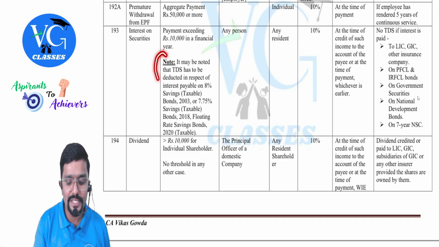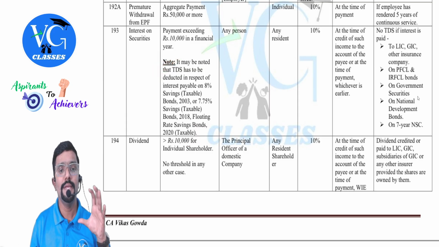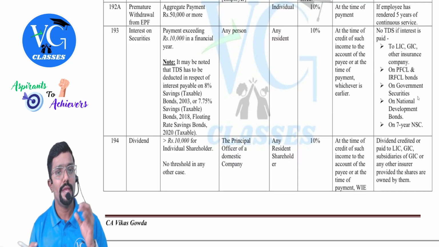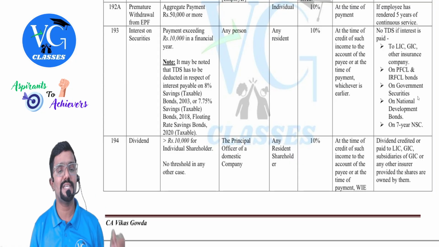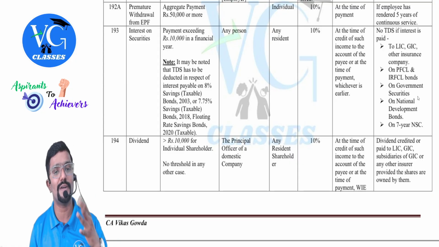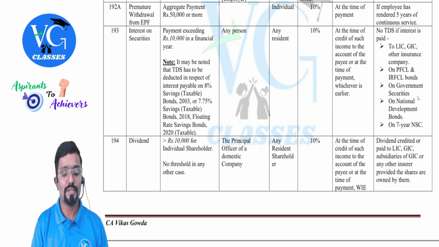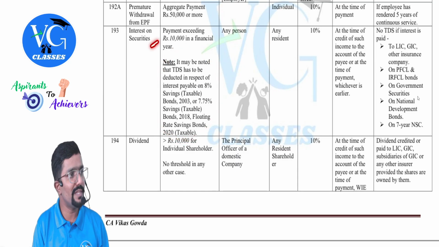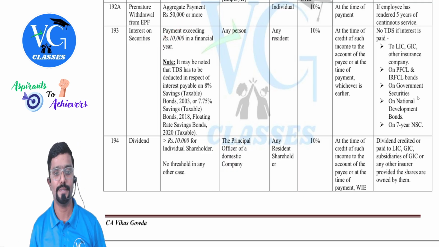This actually comes under government securities, but still TDS is applicable. What are those? I have given it as a note here. It may be noted that TDS has to be deducted in respect of the interest payable on 8% savings taxable bonds 2003 or 7.75% taxable savings bonds 2018, floating rate savings bonds 2020 taxable. Sir, what about this rate? This is the actual rate of interest, guys. Don't worry about it. So on these bonds, if interest is more than 10,000, should TDS be deducted? Yes, TDS has to be deducted.